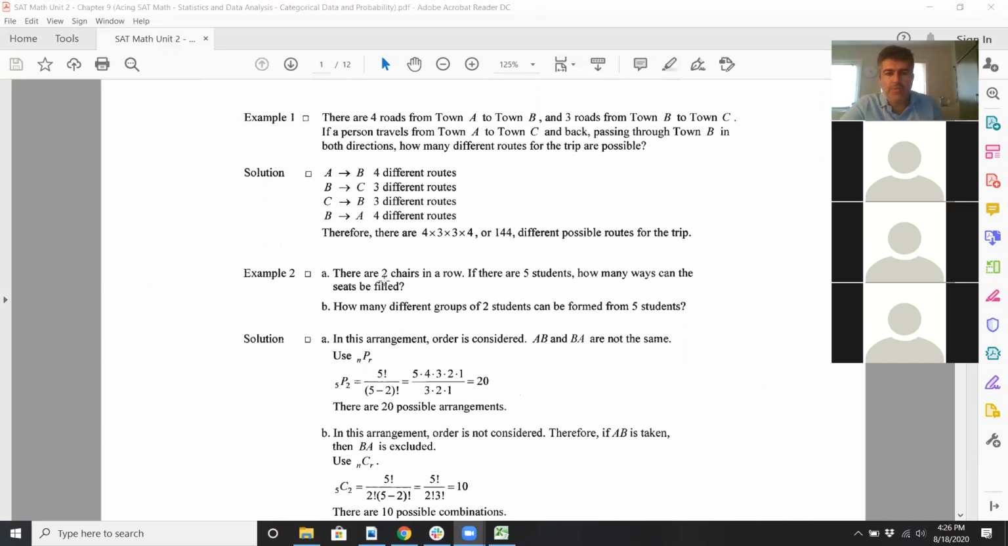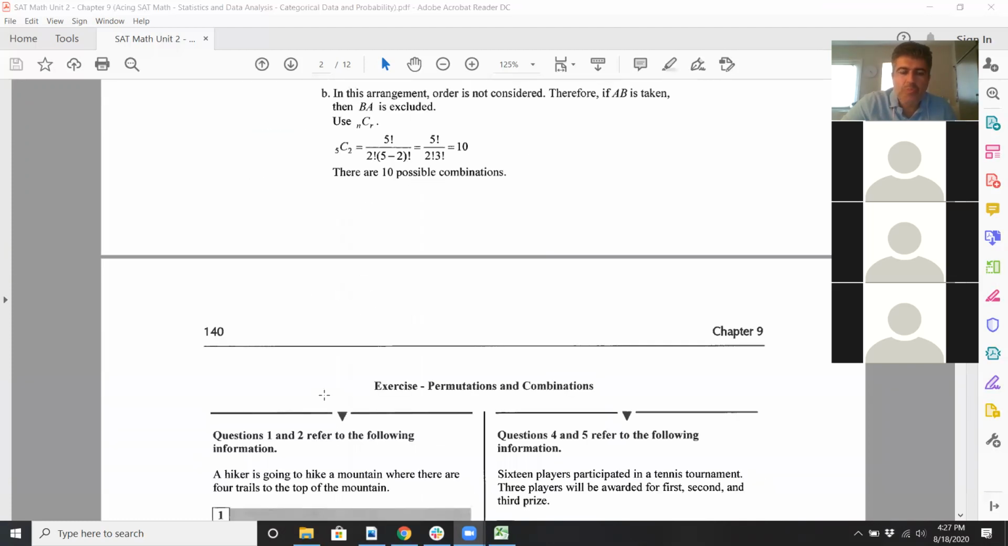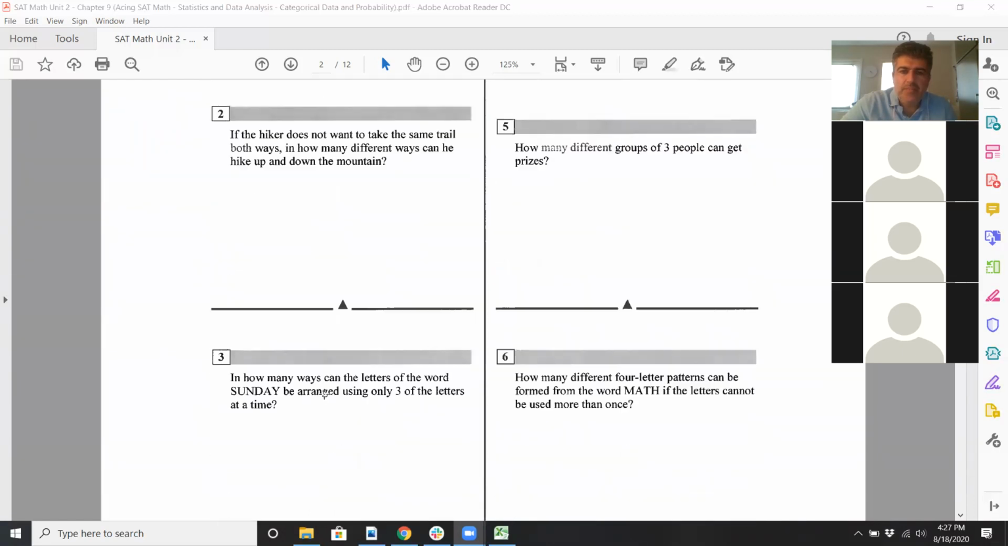Or, there are 2 chairs in a row, there are 5 students, how many ways can the seats be filled? So obviously you have 5 students to choose from, you've got to pick 2 of those 5, and of course order can matter. Or here, how many different groups of 2 students can be formed? In this case, I'm not really rearranging anything, so it's just a combination. So that's, again, what's happening there.